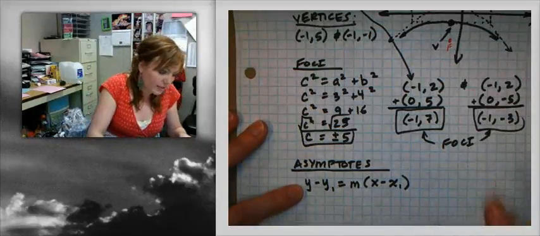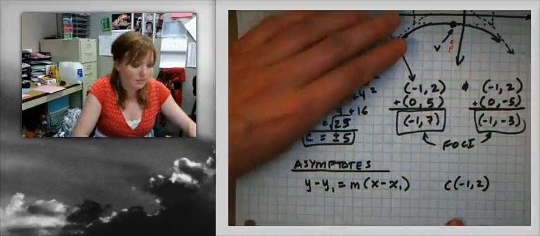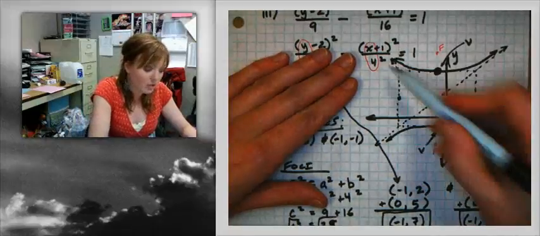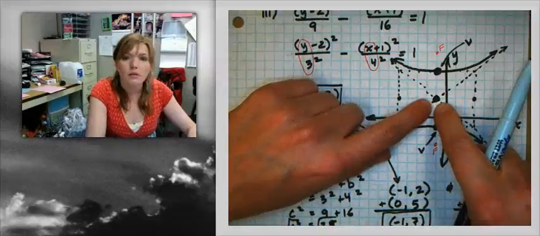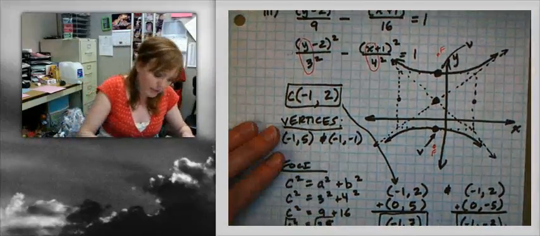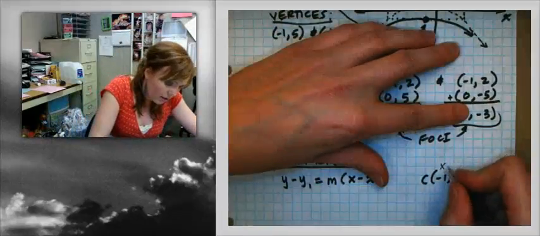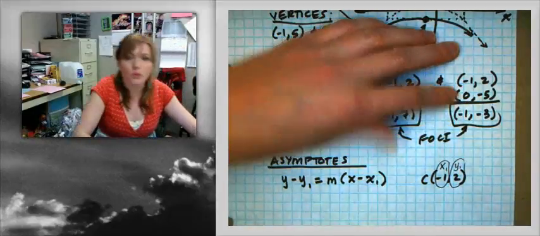Okay, so let's write this down here. The center is at -1, 2. We know it goes through -1, 2, our asymptotes. Let's just refresh our memories. Up here, that's one of the asymptotes, and that's the other one. We know that it goes straight through the center, so that's the point that we're going to use for x1 and y1. Let's actually write that on here so that we don't get confused. So x1 is -1, and y1 is 2.